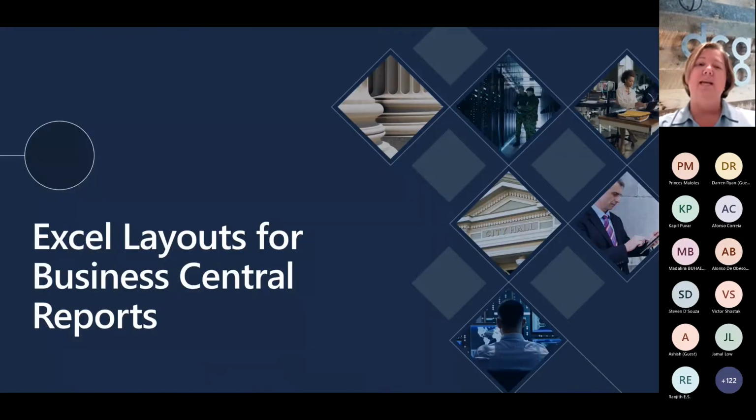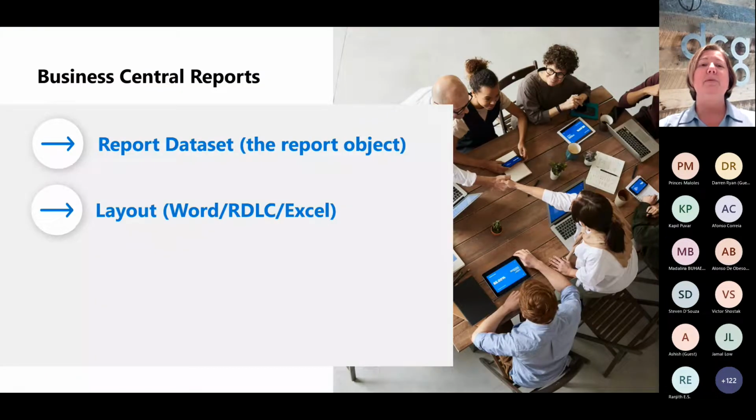And I'm going to go ahead and talk about Excel layouts for Business Central reports. I don't know if you're familiar with these or if you've been working in them for a while, but I'm just going to go ahead and start with the basics. So for Business Central reports, they come in two pieces. The first part is the report data set, which comes from the actual report object that's in the system. And then you have the format that is developed using a layout that can either be Word, RDLC, or Excel.